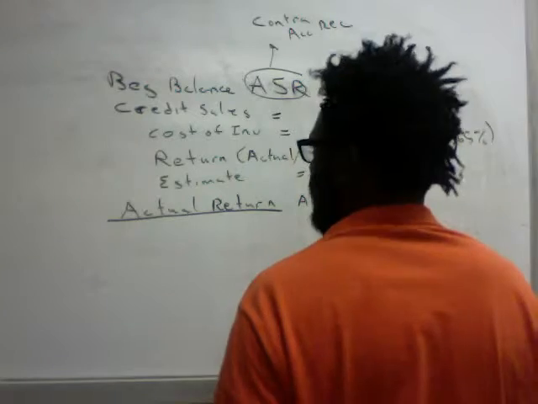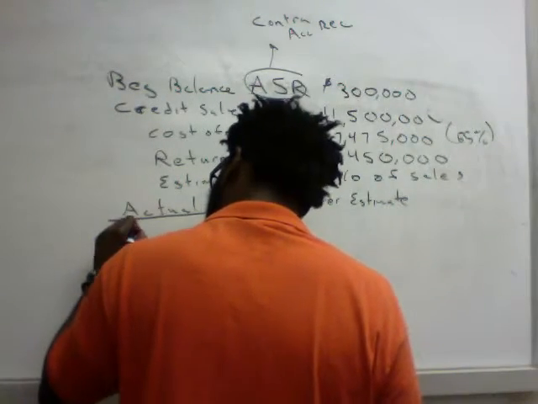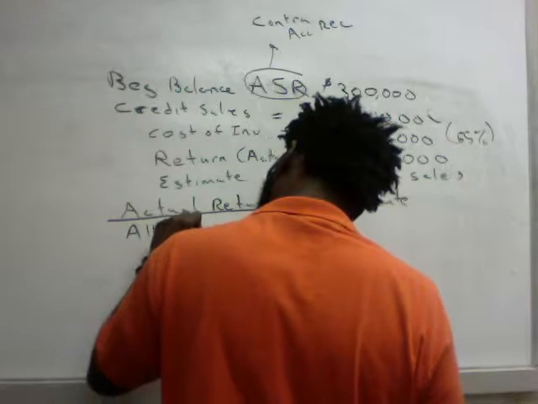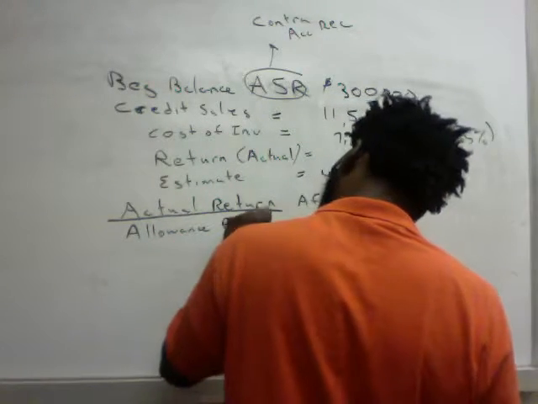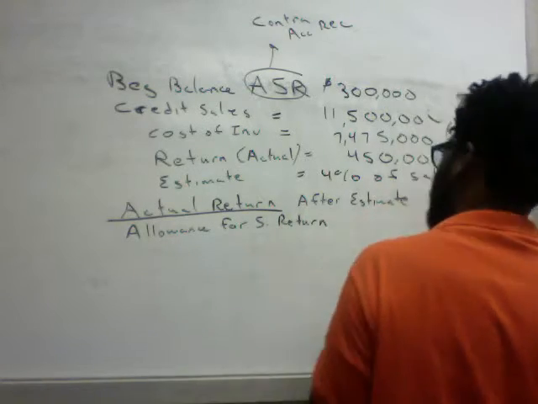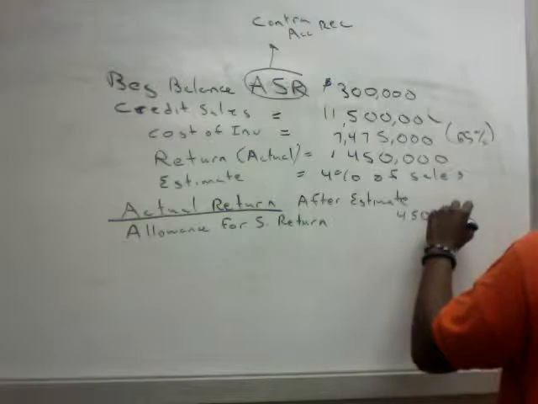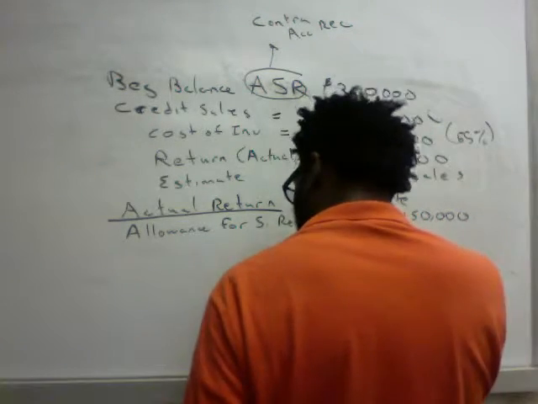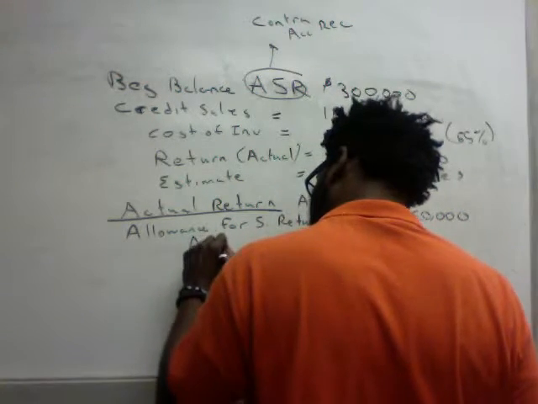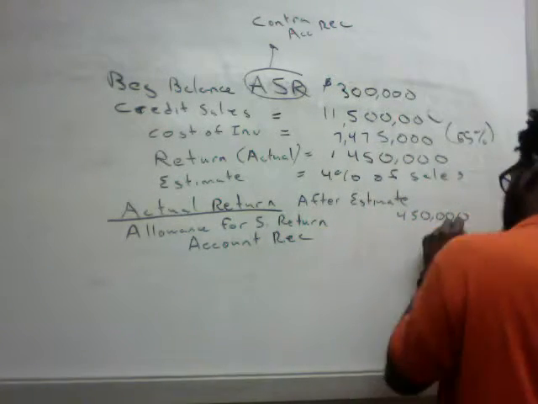So how do you journalize that? You remove everything off the books of accounts receivable. So you debit allowance for sales return for the actual return amount, which was what? $450,000. And you're going to credit what? Accounts receivable. Look at your notes from the previous lecture. Which is what? $450,000.